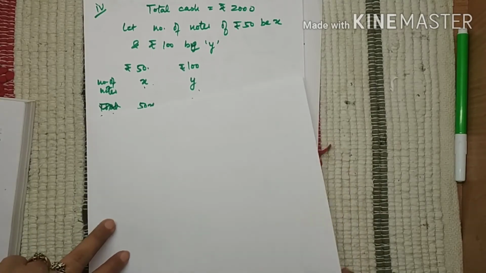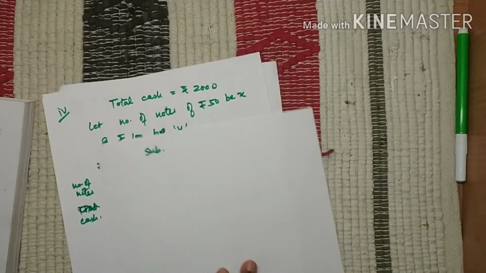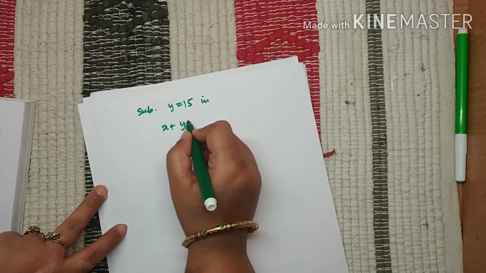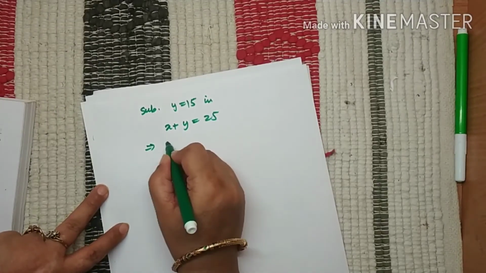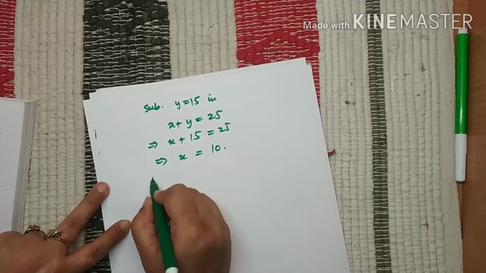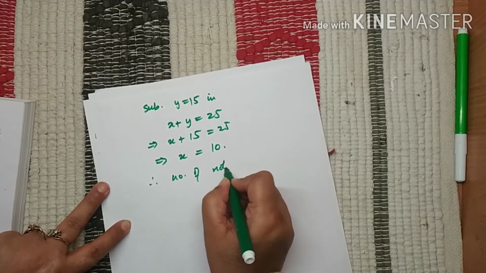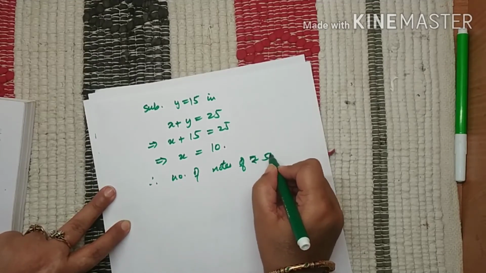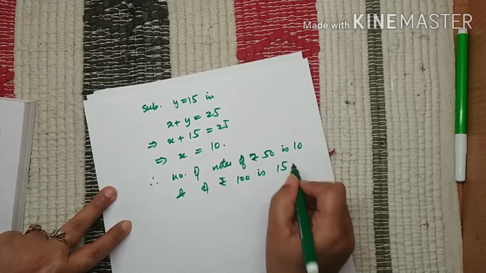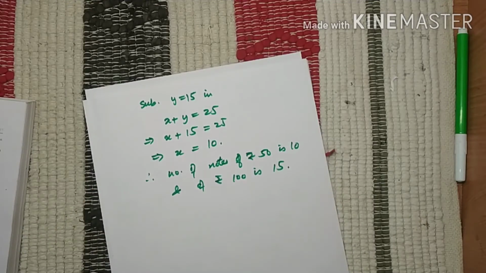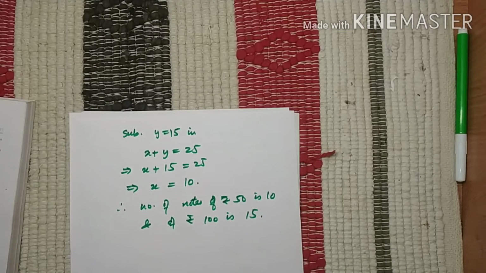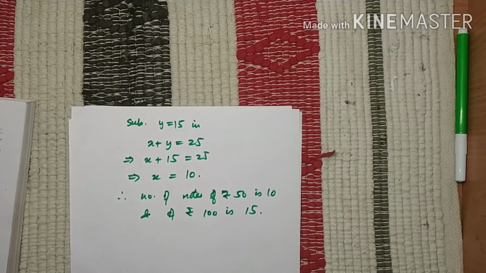Now if y is 15, substituting y equal to 15 in x plus y equal to 25, what do I get? x plus 15 is equal to 25. So x is 10. Therefore, number of notes of rupees 50 is 10 and of rupees 100 is 15, because x was the number for the 50 rupee notes. So 10 notes of 50 rupees type and 15 notes of 100 rupees type.